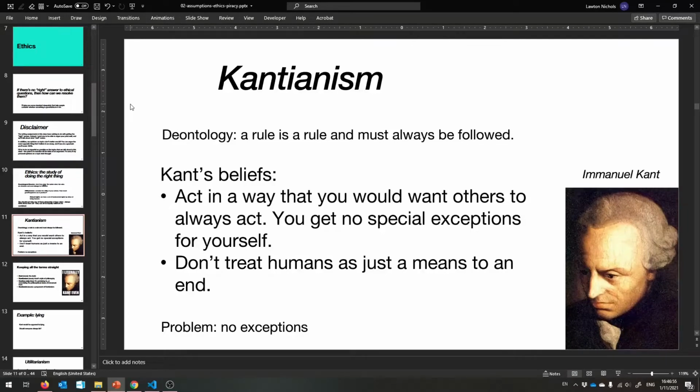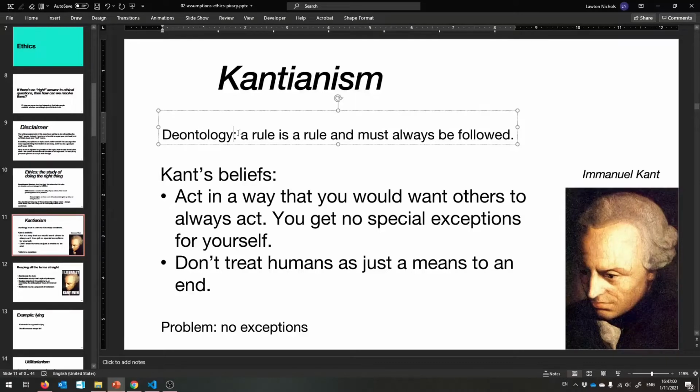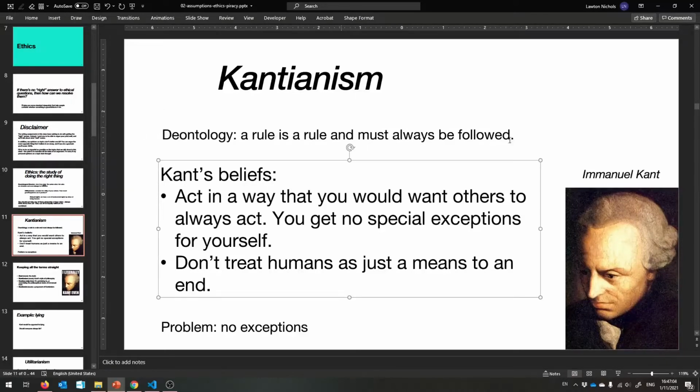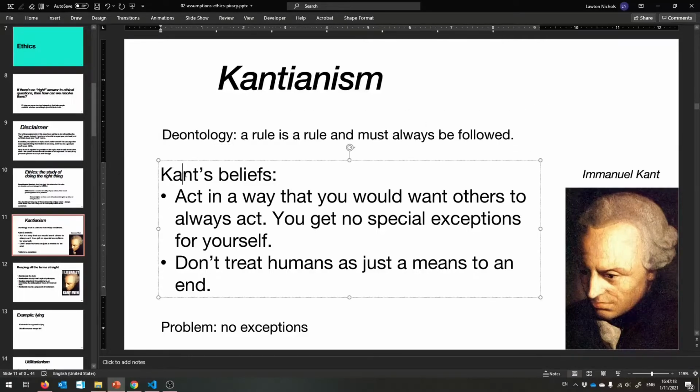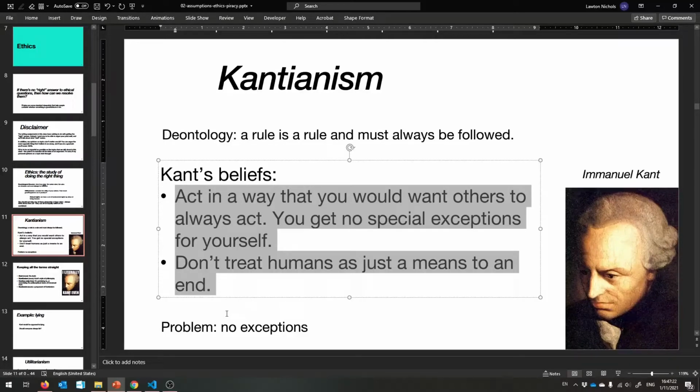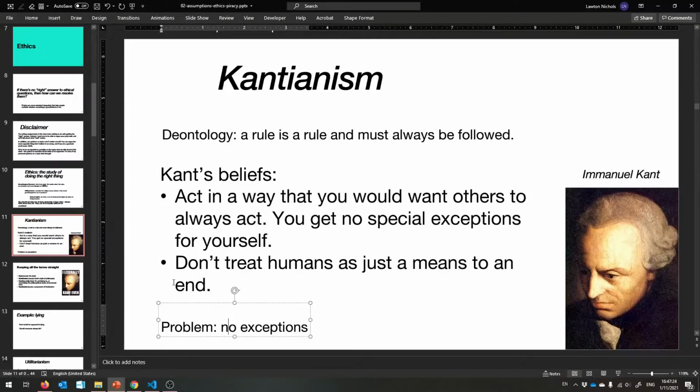Okay, so let's talk about Kantianism, which is a form of deontology. It's like the major one that you'd learn in a philosophy class. So Kantianism was invented by this dude here named Immanuel Kant back in the day, and his beliefs, or deontology's beliefs in general, is if you have a rule, you got to follow it, always, no exceptions. Okay, so Kant's beliefs are these. There are a few different ways to frame them, but here are 2 ways.